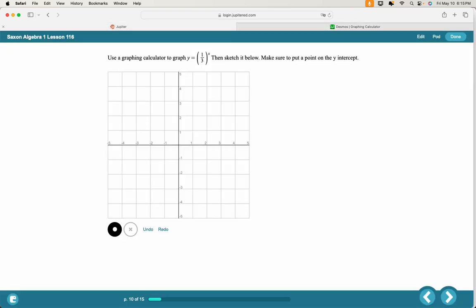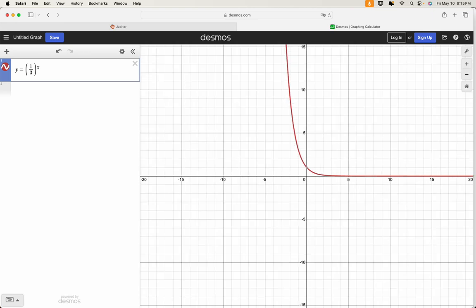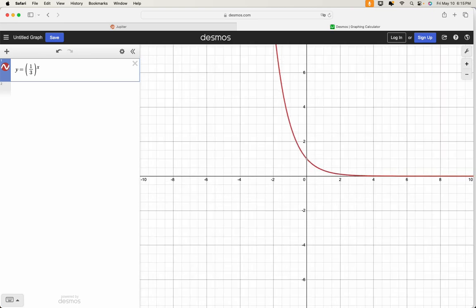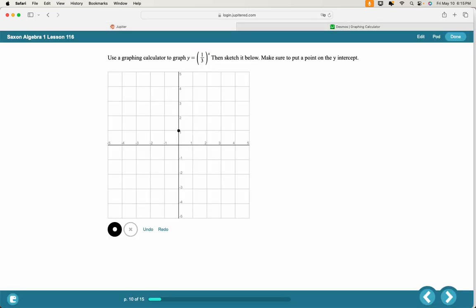So I'm going to go back over here to Jupiter, and at the 0, 1, I'm going to put a dot, just right there. I'm going to go back to Desmos, and I'm going to zoom out. And let's see. Where's a good place where it crosses? Okay, so right here at the 3, it crosses the -1. So that's another good point to see, right? So I'm going to Jupiter. At the 3, it crosses the -1, so I'm going to put a point here.